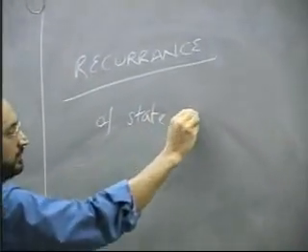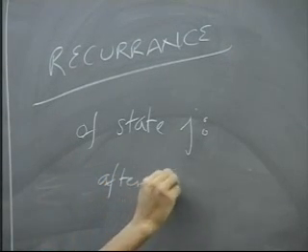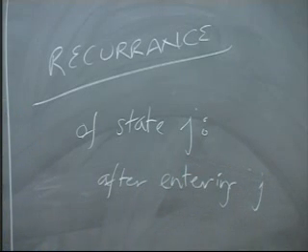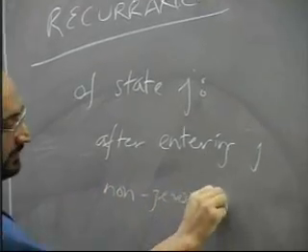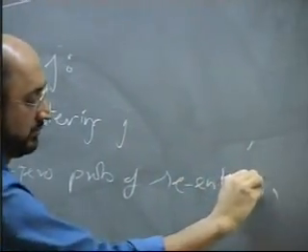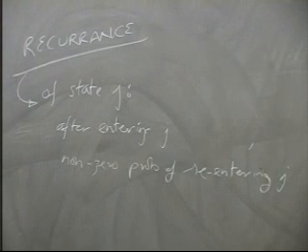means that after entering j, okay, so we're conditioning on entering j in the first place. If you never enter j, it doesn't matter because you never entered that state. But after entering j, non-zero probability of re-entering j. That means recurrence of state j. All right, and that's basically it.